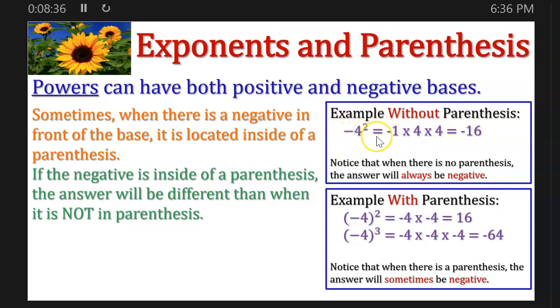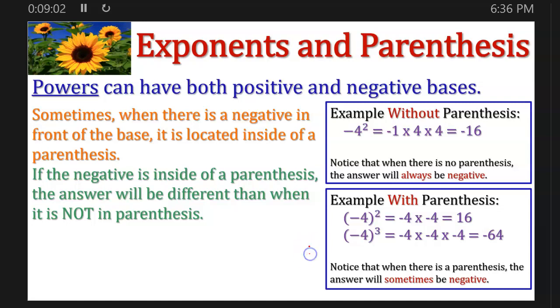So it ends up being, in expanded form, a negative 1 times a 4 times another 4. And because of that, our answer is negative. So when there's no parentheses, you're always going to end up with a negative answer when you multiply that out. When there is a parentheses, sometimes it's negative and sometimes it's not. It depends on what your exponent is.